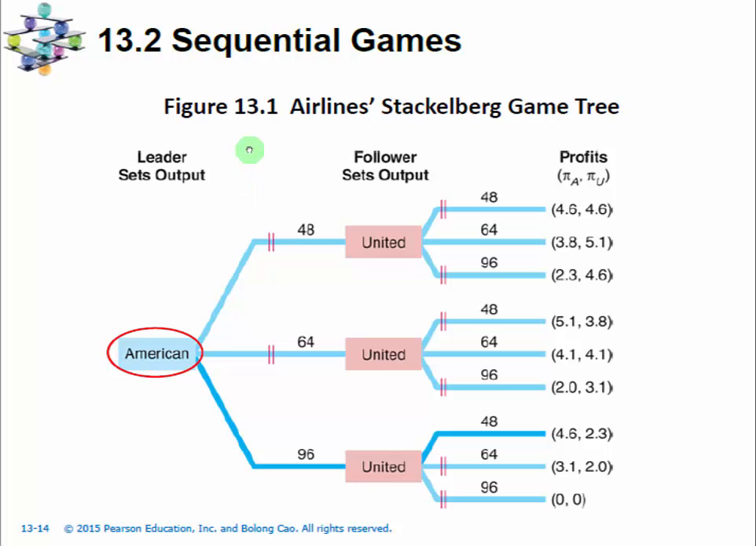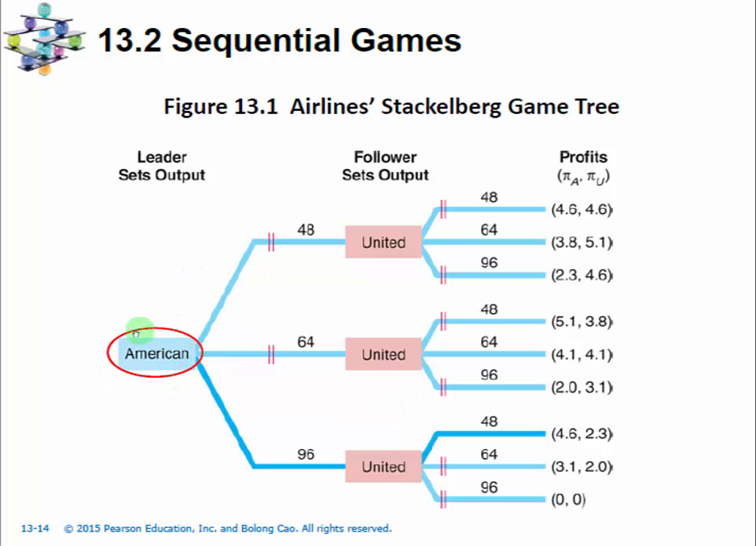The first example we see for sequential games is this Stackelberg game. It's basically a sequential Cournot duopoly, where we have a Stackelberg leader, which is American Airlines. The Stackelberg leader can make the first move and decide its output quantity, and then there is this Stackelberg follower, in our case United Airlines. After the Stackelberg leader has decided its output level, the Stackelberg follower can decide the follower's output level.